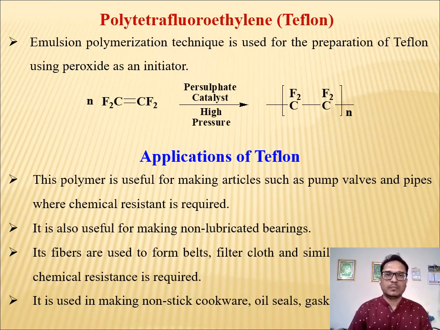The next polymer is polytetrafluoroethylene, and it is prepared by the emulsion polymerization technique. This synthesis requires peroxides as an initiator. When tetrafluoroethylene is heated at a high temperature under high pressure in the presence of a persulfate catalyst, it is converted into polytetrafluoroethylene or Teflon. This polymer is useful for making articles such as pumps, valves, and pipes where chemical resistance is required. It is also useful for making non-lubricated bearings.